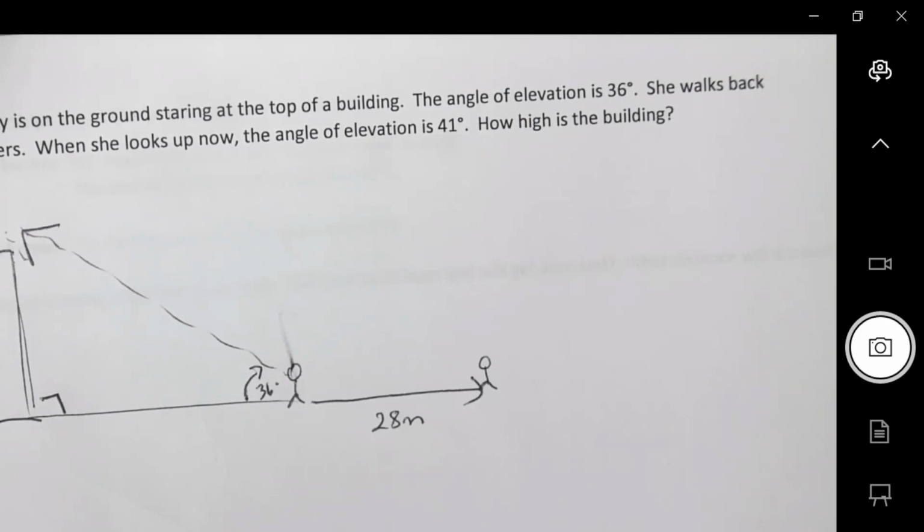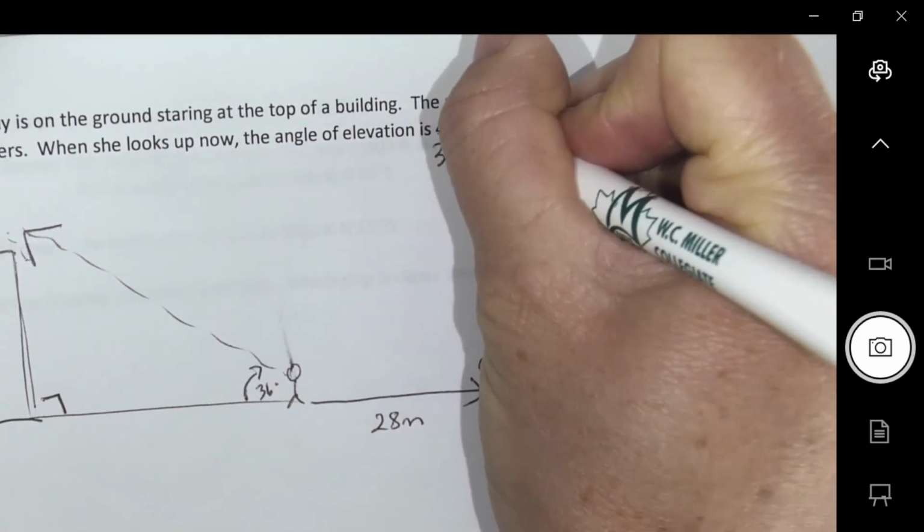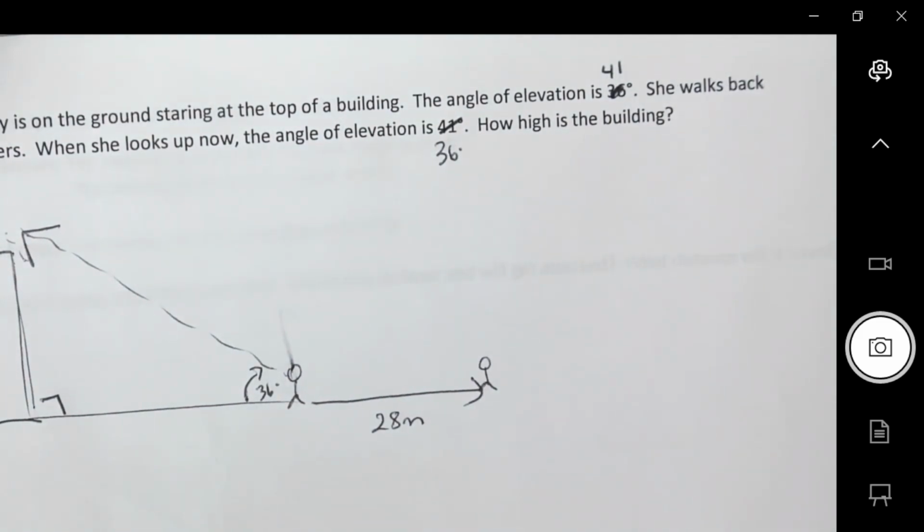Oh, this is a bad question. I have to change this question, I'm sorry, because it doesn't make sense. We have to do that.